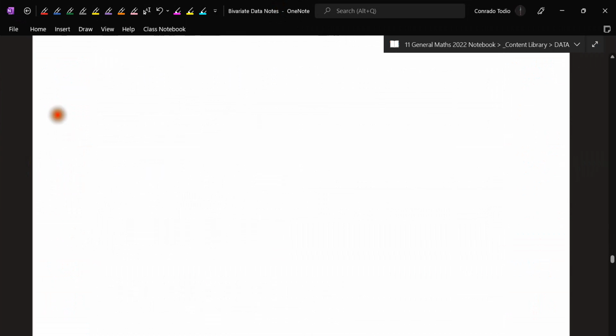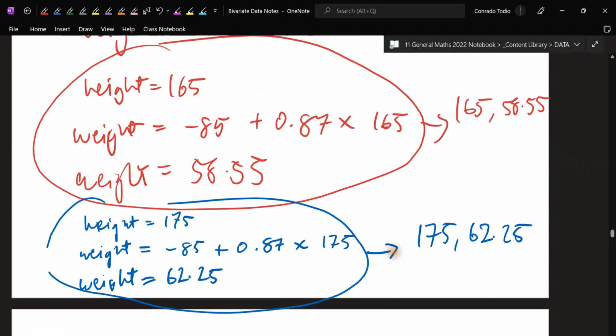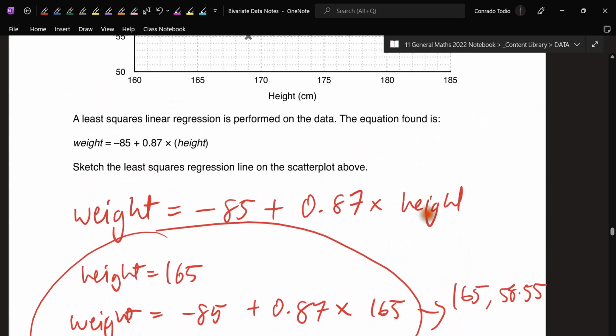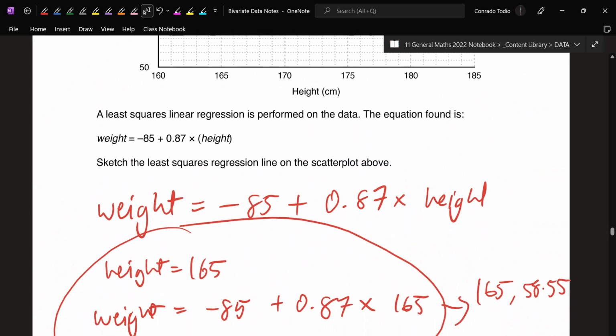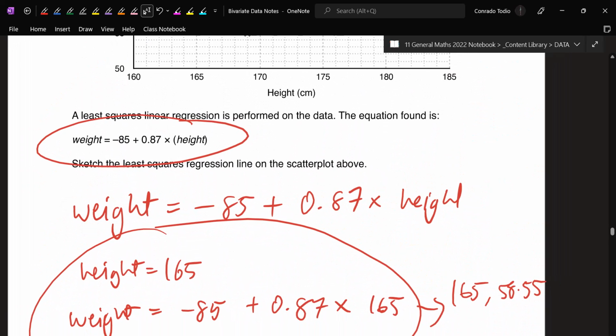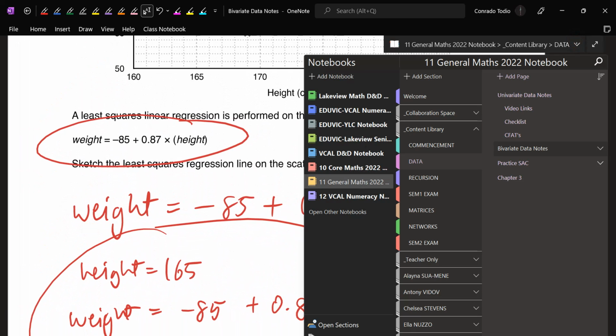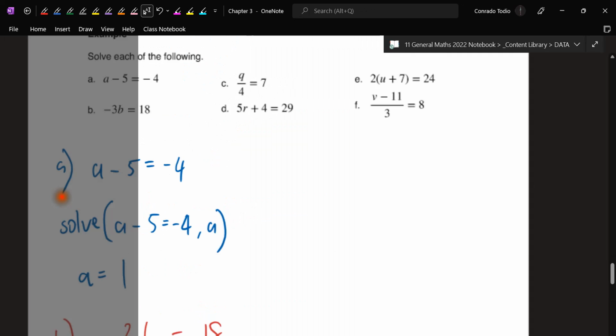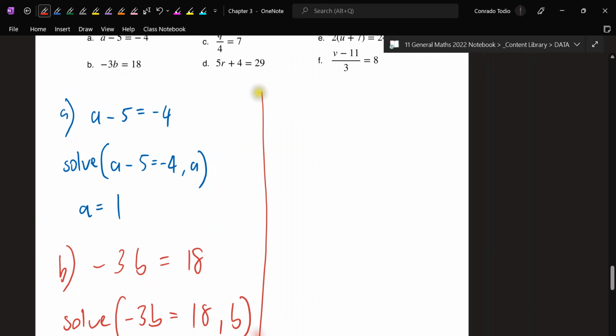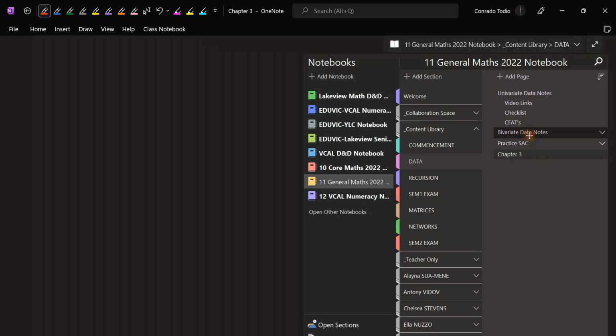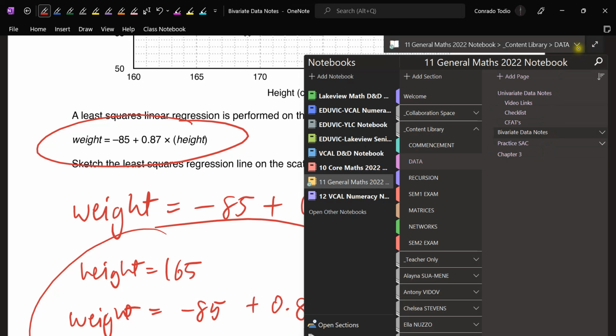Let's see if I can find a variable here we can work with really quickly. All right, let's go back here really quickly, just to use our formula. Let's use this one: height and weight. So the formula here, and actually let's write it in here. Weight equals negative 85 plus 0.87. I want you to do this because some of you might not get it in the SAC.